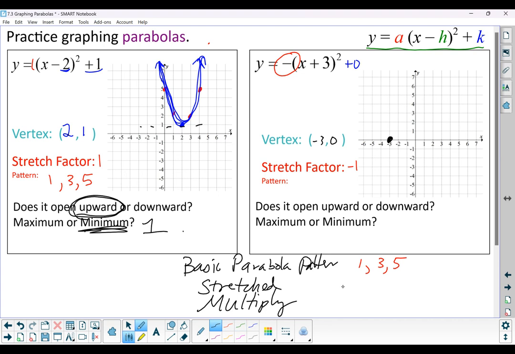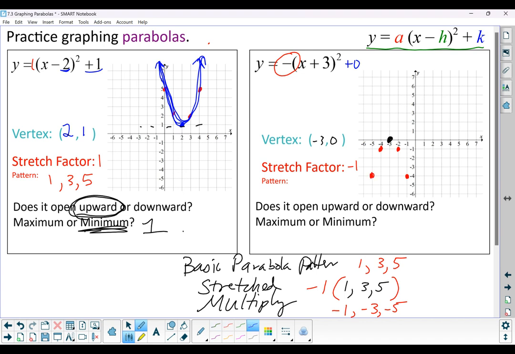So we're going to take that 1, 3, 5 pattern and we're going to stretch it, or multiply it, by a -1. So what we're going to end up graphing for this graph is -1, -3, -5. In other words, this parabola is going to go down. So we're going to count down 1 over 1, down 3 over 1, down 5 over 1. And then, of course, the symmetric left side over here.